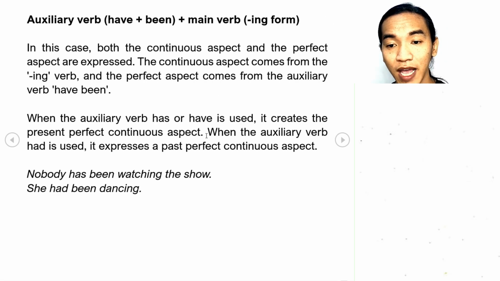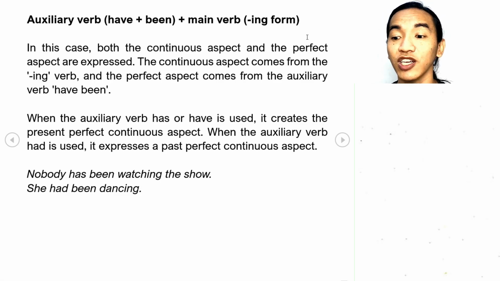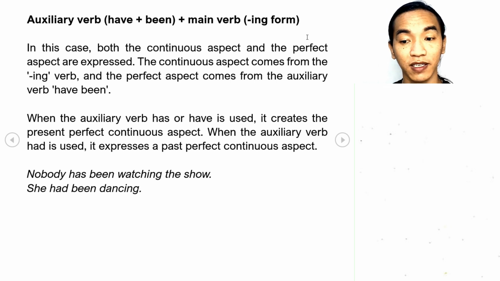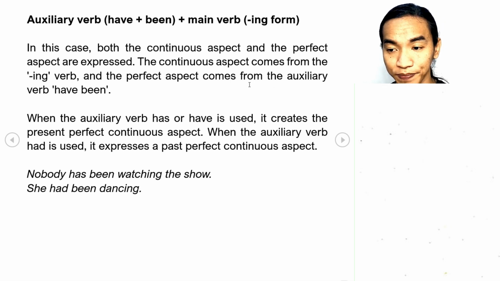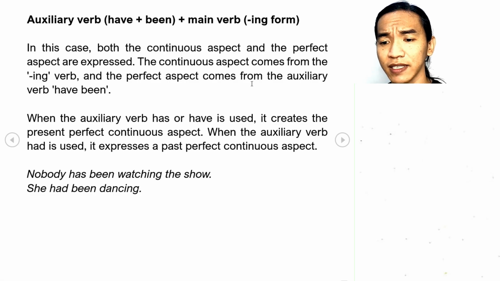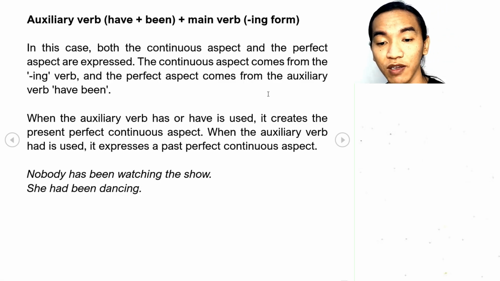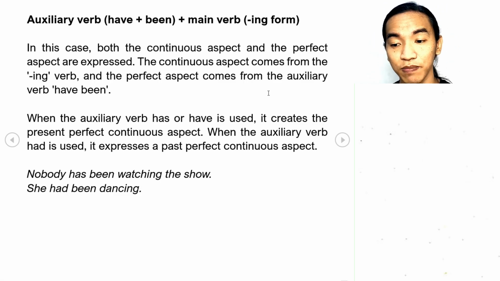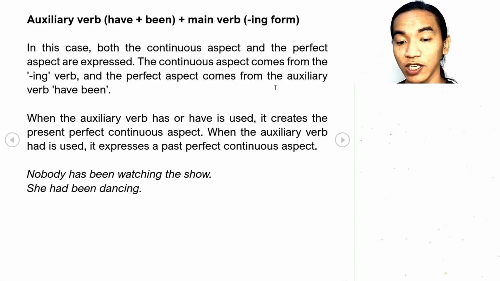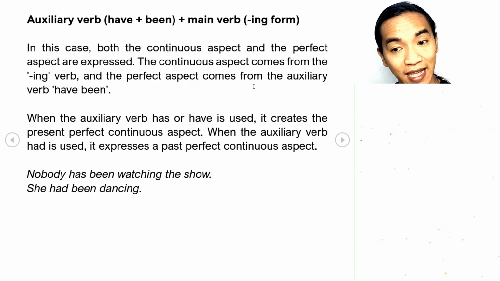Next, we have the auxiliary verb have been plus main verb, which expresses your present perfect continuous tense or your past perfect continuous tense. So when the auxiliary verb has or have is used, it creates the present perfect continuous aspect. When the auxiliary verb used is had, it's past perfect continuous, right? Nobody has been watching the show. She had been dancing. So these are just the examples here.